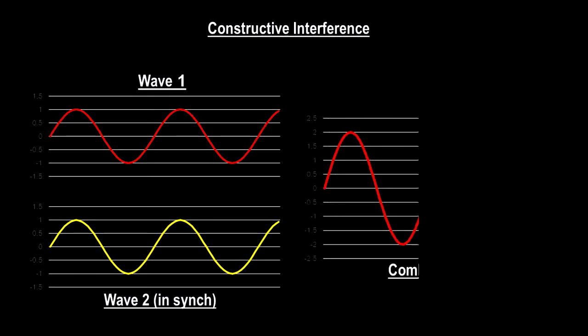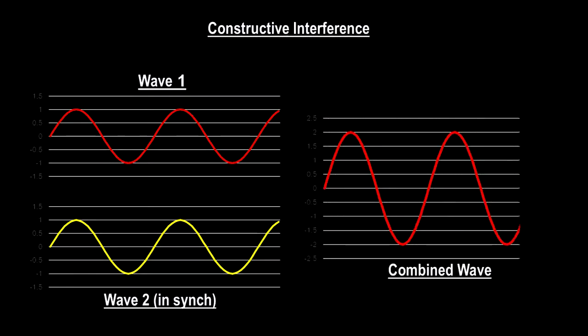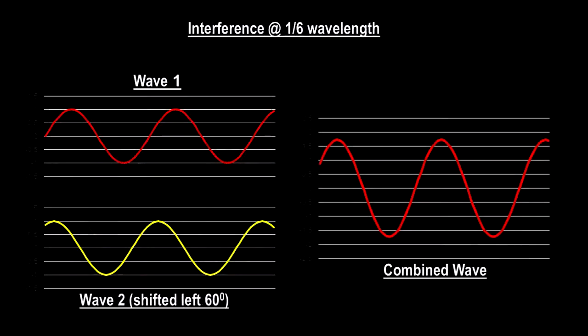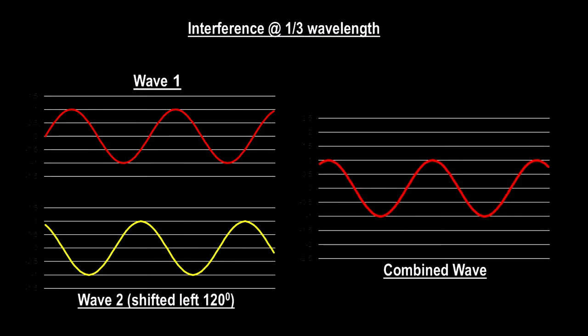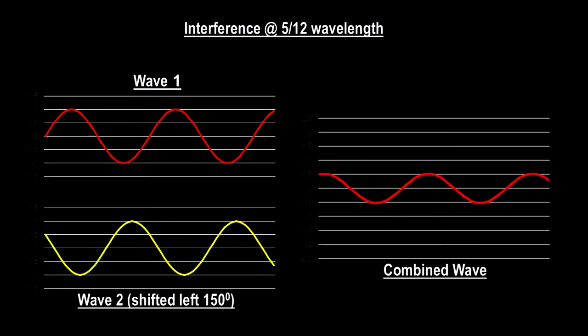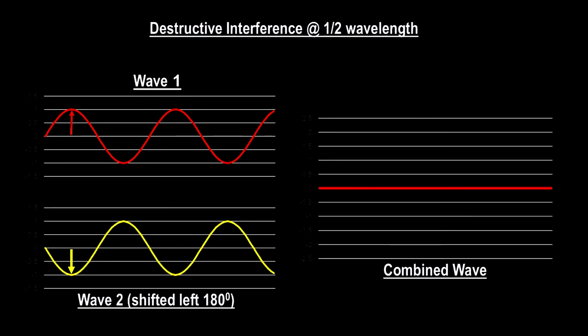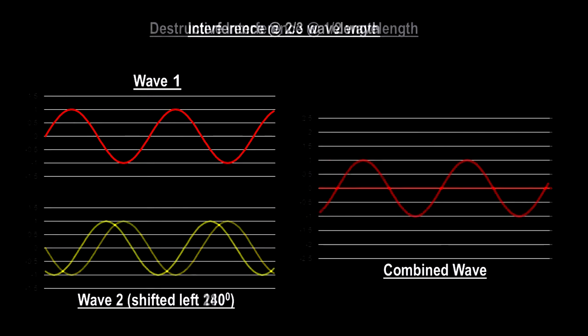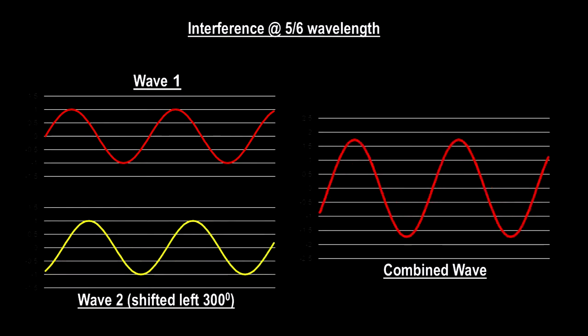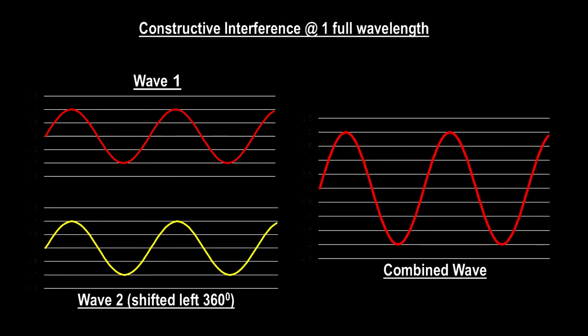For example, if we combine two waves that are in sync with each other, they reinforce the output wave. As we shift one of the input waves, we see the output deviate from the maximum reinforcement. As we reach 1/2 of a wavelength out of sync, we get total destructive interference. The waves, in effect, cancel each other out. If we keep going, we move back into complete constructive interference as we reach one full wavelength.